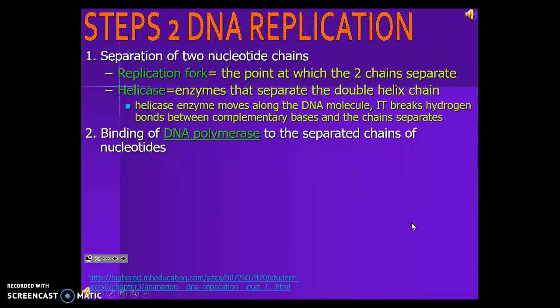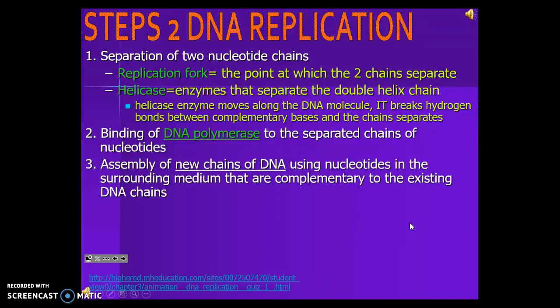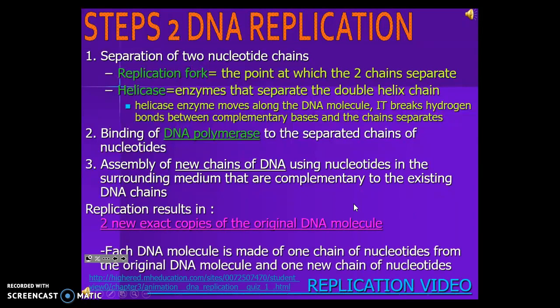DNA polymerase is a very special enzyme. This enzyme is specialized at bringing complementary DNA nucleotides. Following the adenine to thymine, guanine to cytosine complementary base pair rules, DNA polymerase will build the new nucleotide strand. At the conclusion of DNA replication, we will have two exact copies of the original DNA.